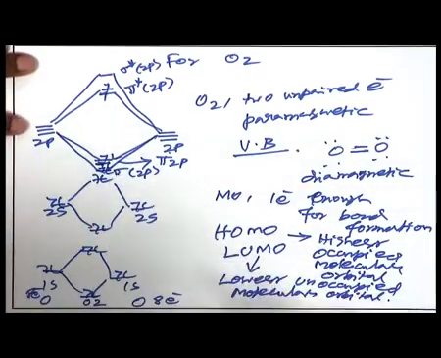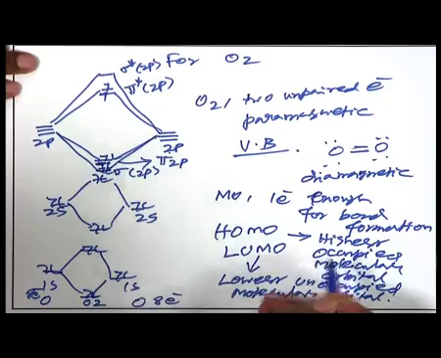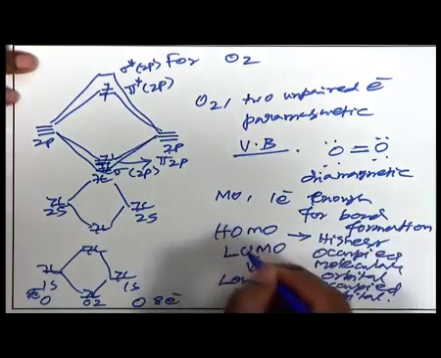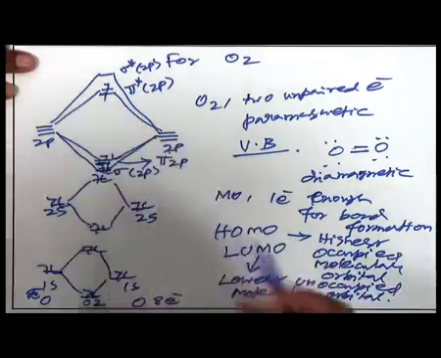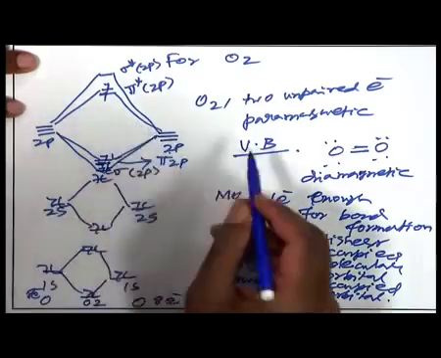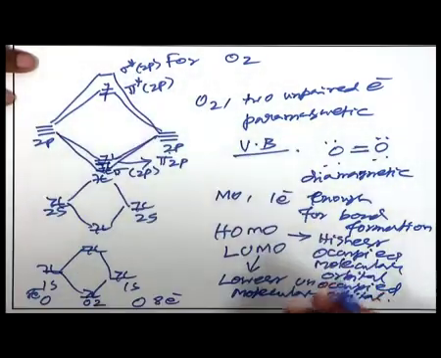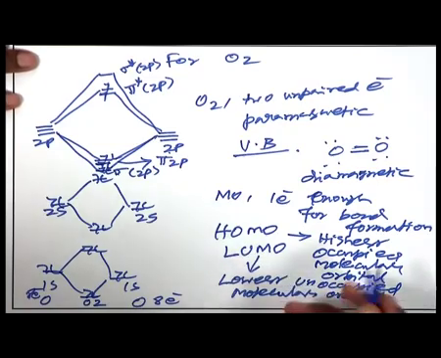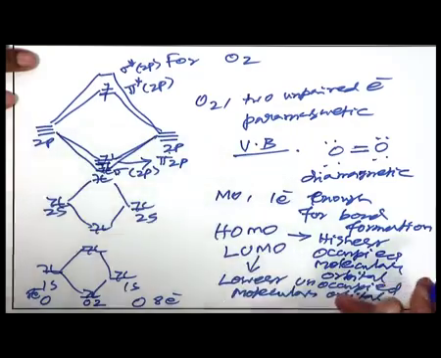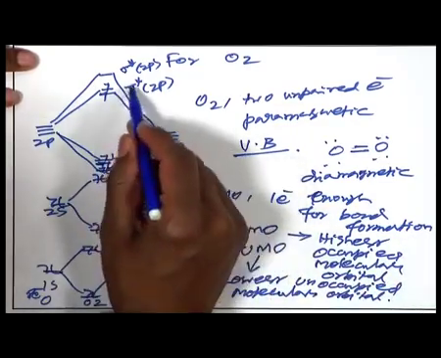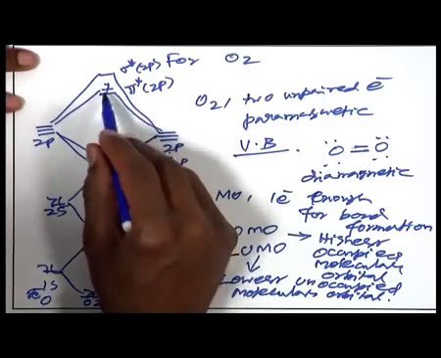Here for the oxygen molecule, the highest occupied molecular orbital is the pi star orbital. What is LUMO? The lowest unoccupied molecular orbital, the sigma star orbital. That is how you can identify which is HOMO and which is LUMO. HOMO is the highest occupied molecular orbital, for O2 it is the pi star orbital, because this is the orbital occupied.